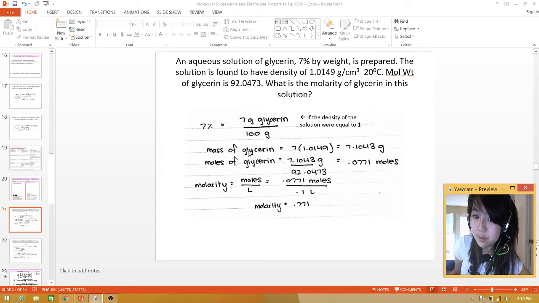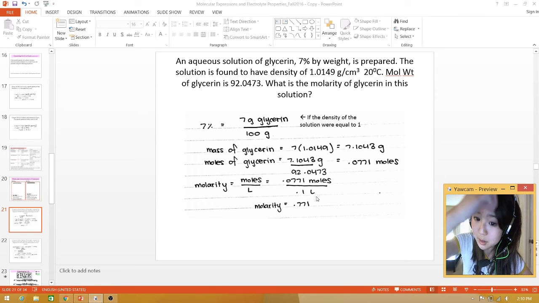It's actually 1.0149. To find the actual mass of glycerin, we're going to take 7 grams times the density. That's going to give us the actual mass of glycerin. To find the moles, we're just going to divide the actual mass of glycerin by the molecular weight of glycerin, and we're going to get 0.0771 moles. Remember, the molarity is just going to be the number of moles divided by the liters of solution. We can just assume that the liters of solution is going to be 100 milliliters, or 0.1 liters. Dividing all that together, we're going to get the molarity equal to 0.771.